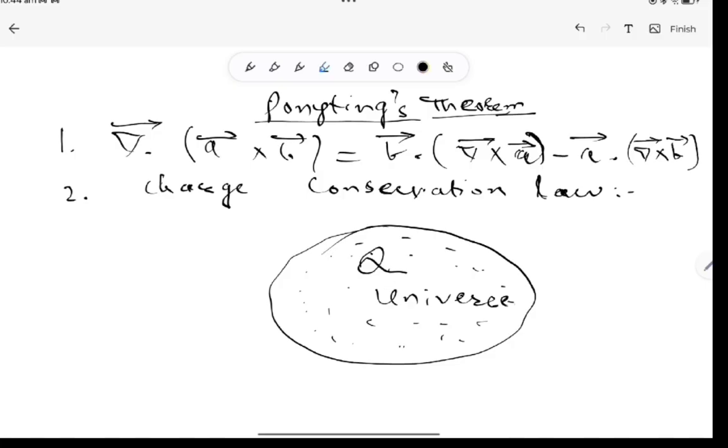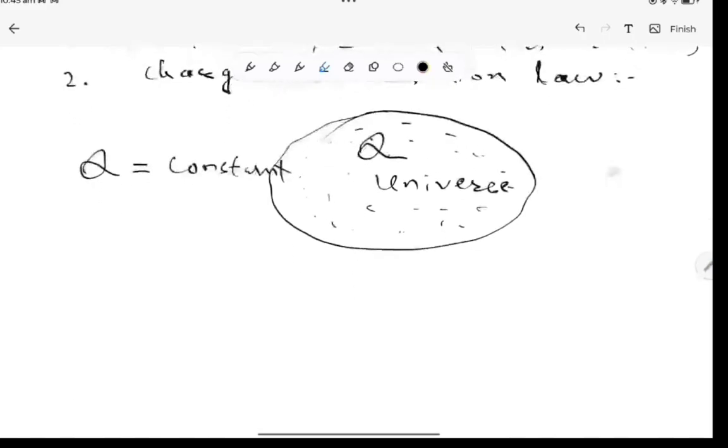We are not sure about the total charge of our universe. Anyhow, suppose the total charge is Q, and the law of conservation of charge tells us that with time this Q will remain constant. It will not change. Q is constant. This is one way you can look at the law of conservation of charge. This is called the global view.